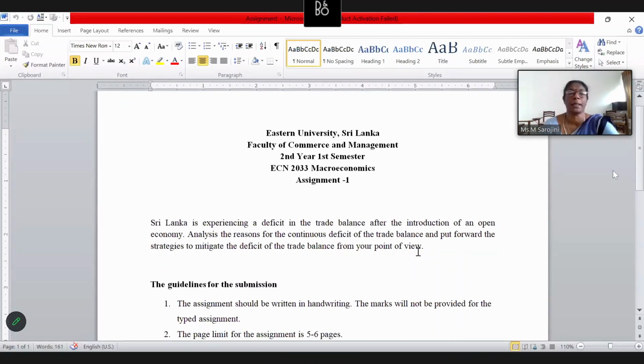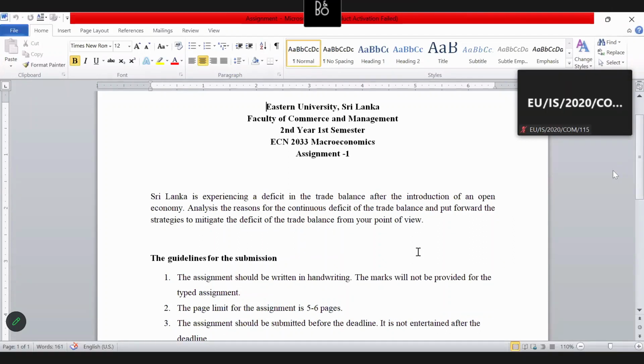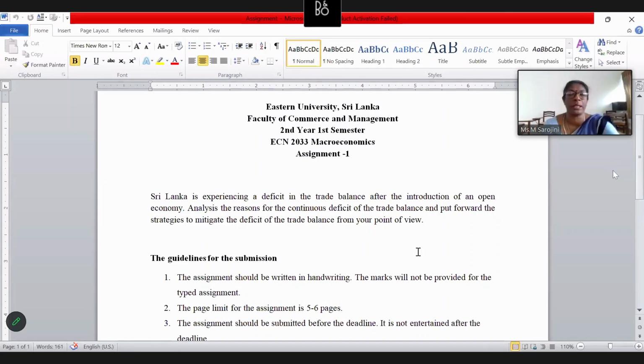Is it clear? Can you see this? Yes, ma'am. The question is: Sri Lanka is experiencing a deficit in the trade balance after the introduction of an open economy. Analyze the reasons for the continuous deficit of the trade balance and put forward strategies to mitigate the deficit of the trade balance from your point of view. I assume you are the economist, right?